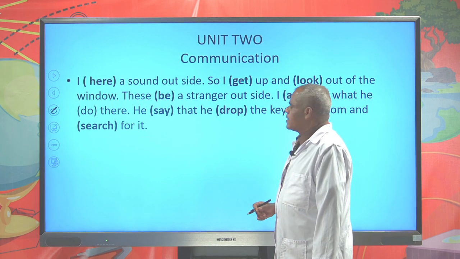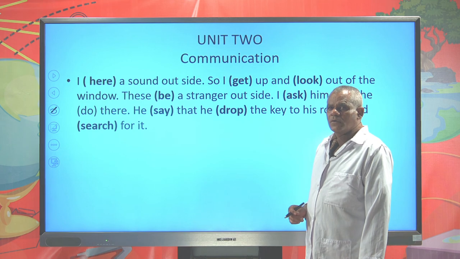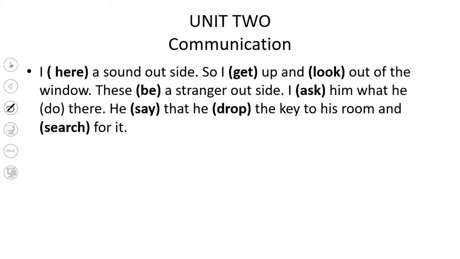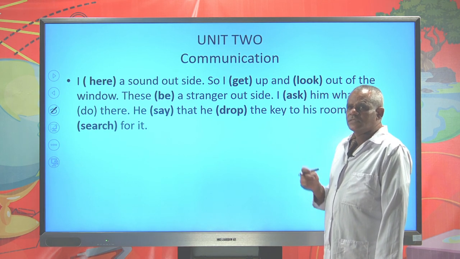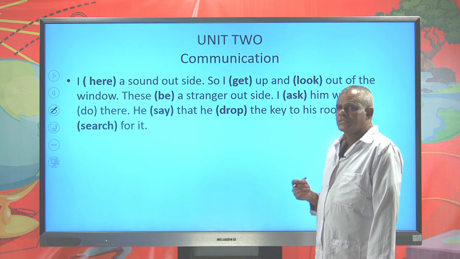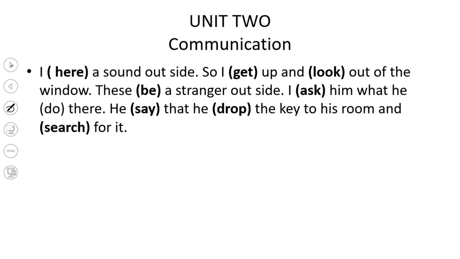This is the context. I heard a sound outside. So I got up and looked out of the window. There was a stranger outside. I asked him what he was doing. He said that he had dropped the key to his room and was searching for it. Which one is the correct or appropriate past form to describe this context? I'm sure that, take time and then do it. Let me give you that in the first place.